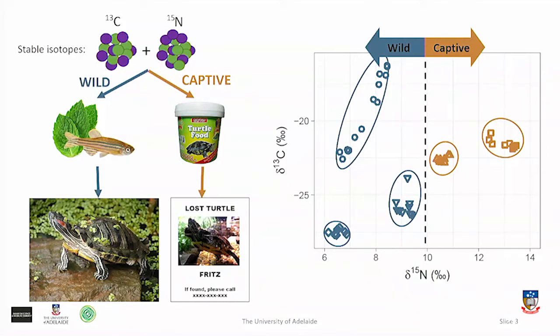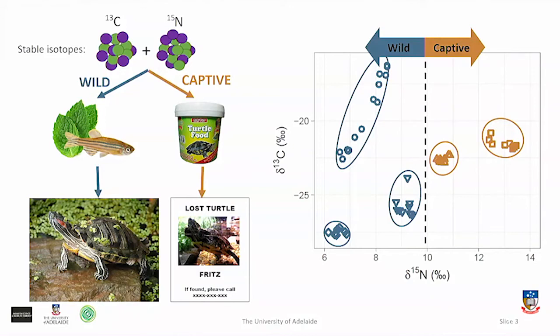So for example, a wild turtle will be exposed to the far more variable wild environment and eat mainly plants and a few fish. Meanwhile, a captive animal would probably be fed mainly the processed commercial pet food, which is very high in the heavier nitrogen isotope.